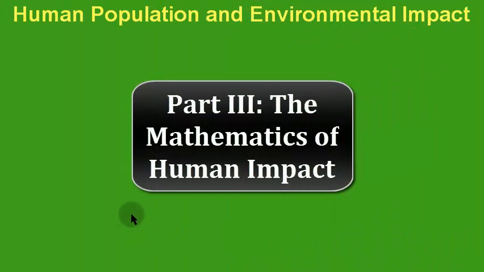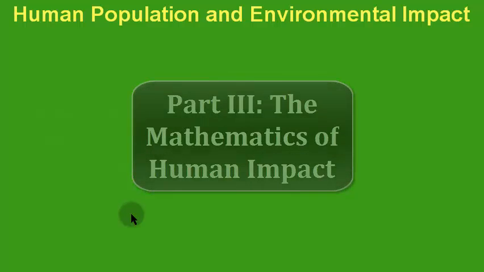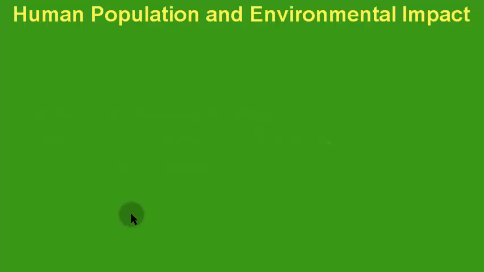Okay, this is part 3. We're going to talk about the mathematics of our impact, human impact, on the environment. First, we've got to discuss some assumptions here.